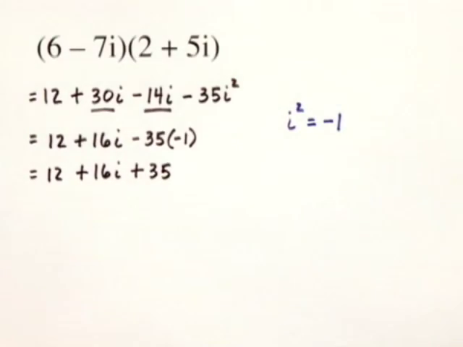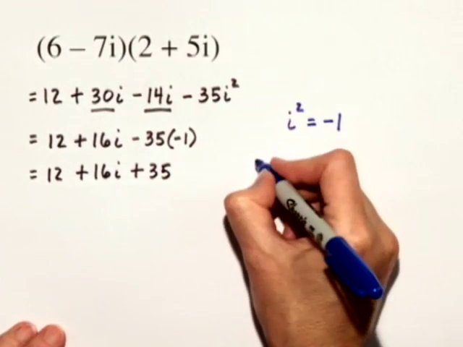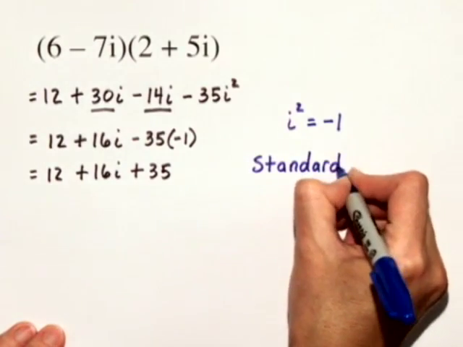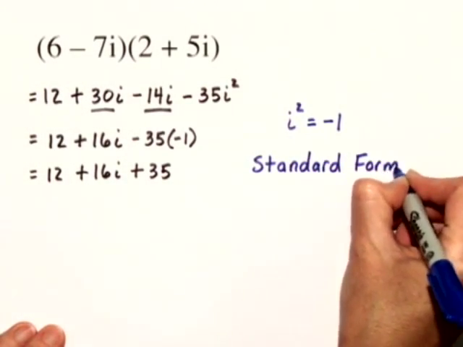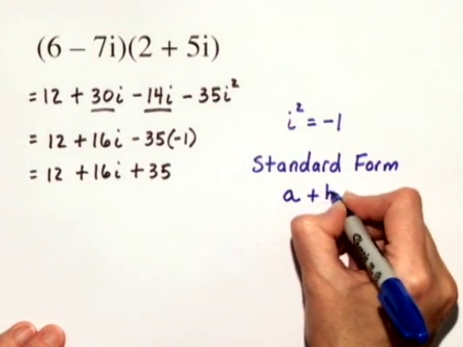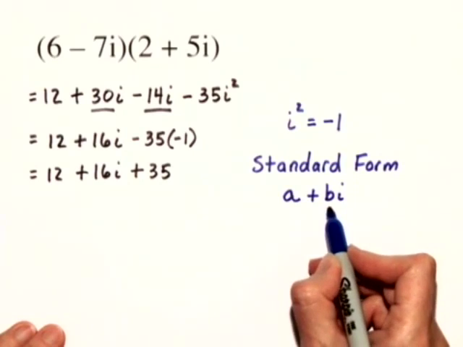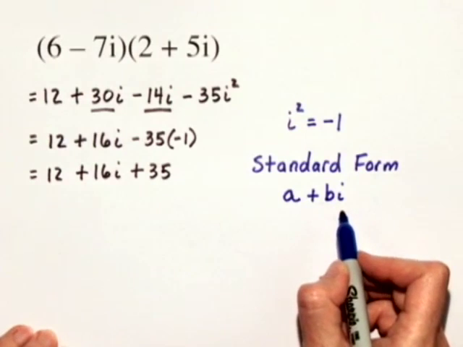Now we almost have it written in standard form. Remember, standard form for a complex number looks like this. We have a plus bi, where a is the real part of our complex number and the bi represents the imaginary part.